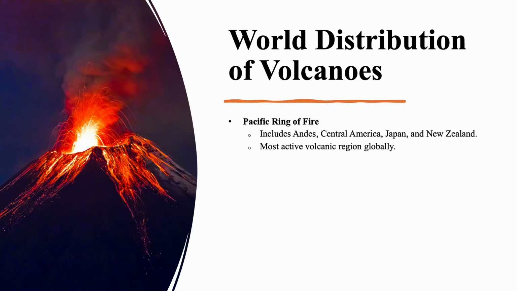World distribution of volcanoes. Pacific Ring of Fire. Includes ANZ, Central America, Japan, and New Zealand. Most active volcanic region globally. Mediterranean volcanic belt. Covers the Middle East to the Atlantic Ocean. Includes Mount Etna, Stromboli, and Vesuvius.